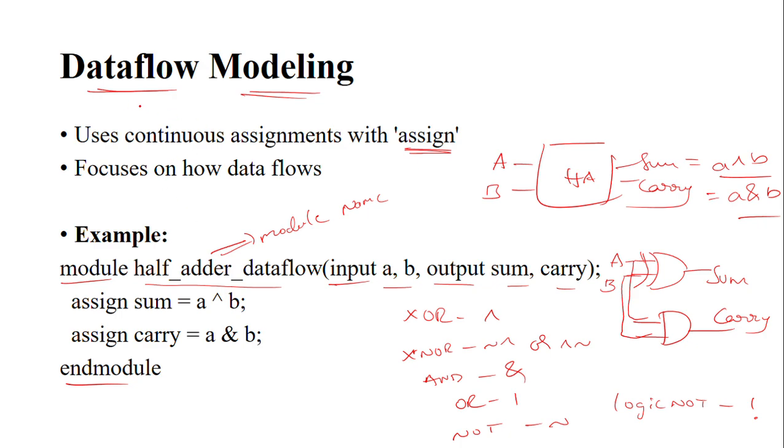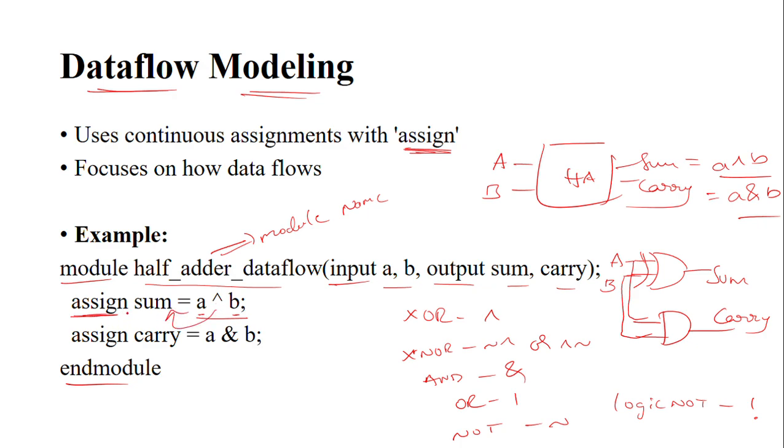In data flow modeling we use the assign statement for assignment. What does assign mean? Whatever the RHS equation or operation is, is computed here. So here A is XOR-operated with B: whatever input A and input B are, both are XORed and the result is stored into the sum.